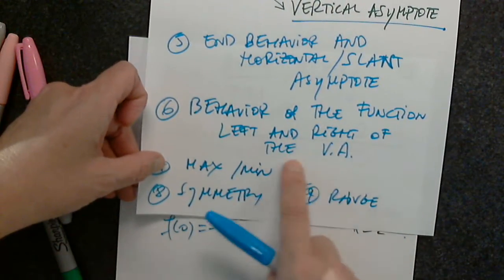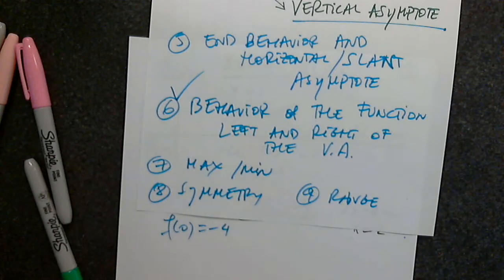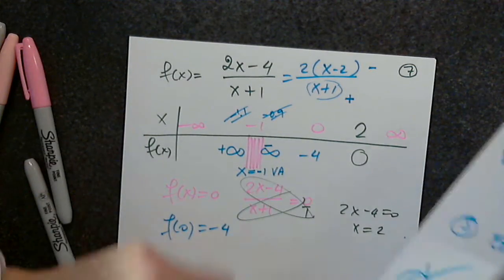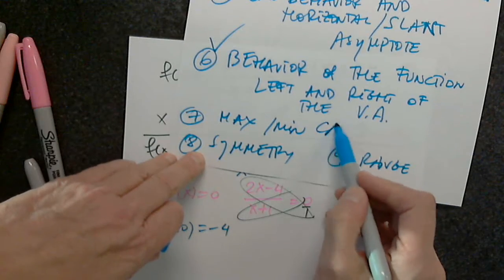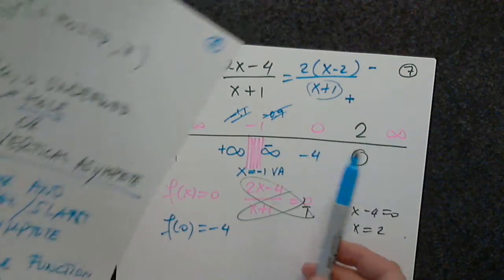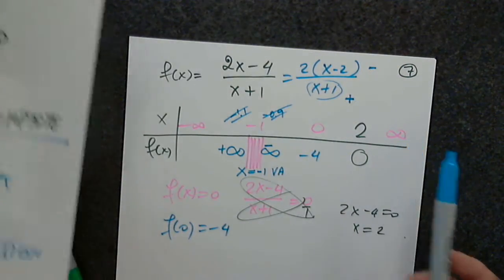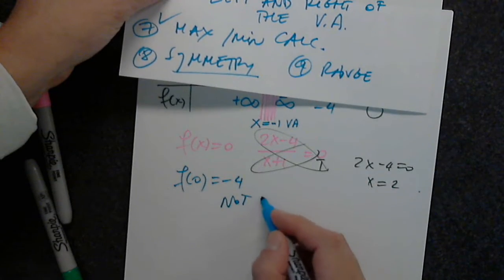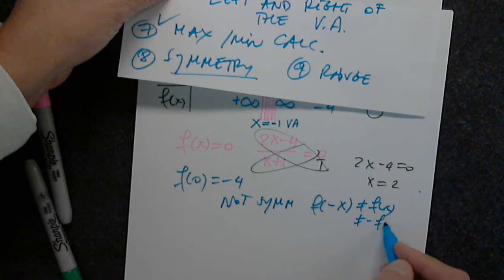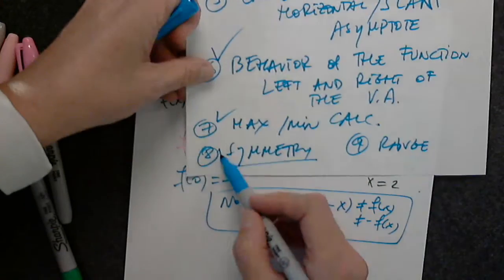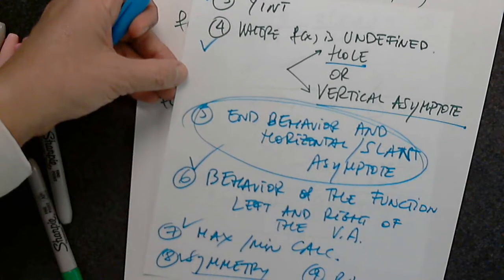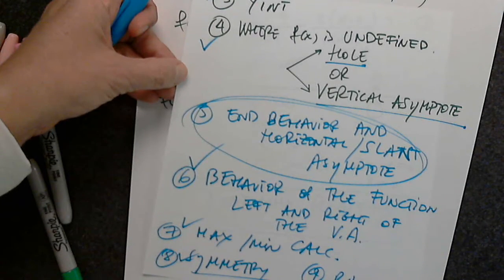Behavior of the function left and right of the vertical asymptote: done. We determined on the left-hand side positive infinity, on the right-hand side negative infinity. Max min, I have to use a calculator. So that's done. Symmetry, not possible. If a function has a vertical asymptote at negative 1 and doesn't have one at positive 1, it cannot be symmetric. So I'm going to write not symmetric. I will write that f of negative x does not equal f of x, and it does not equal negative f of x. So symmetry is done. Range, I have to see the function. This is my last item on the list that I have to talk about.